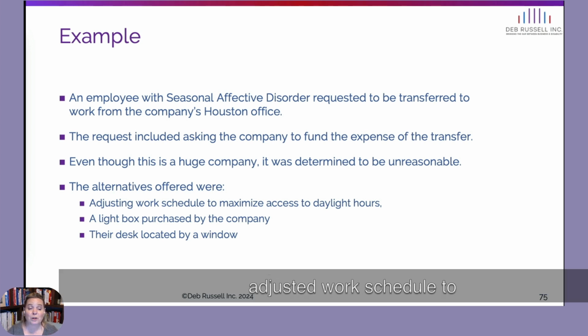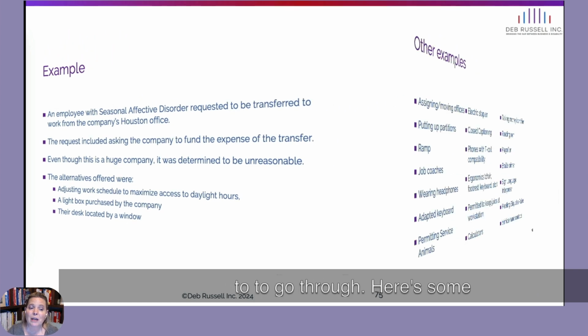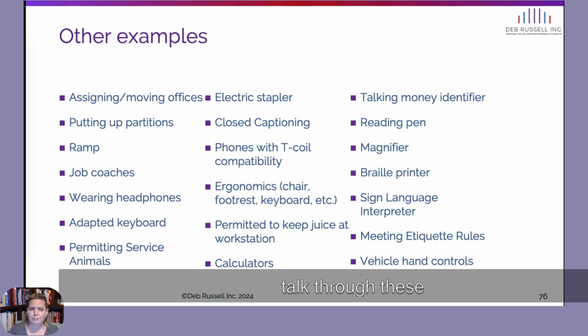That they get an adjusted work schedule to maximize access to daylight hours. The light box was purchased by the company for this worker to use. Their desk was located by a window so they could absorb as much natural sunlight as possible. But ultimately, the employee decided to leave the job. So, an interesting scenario to go through. Here are some other examples. Let's talk through these.